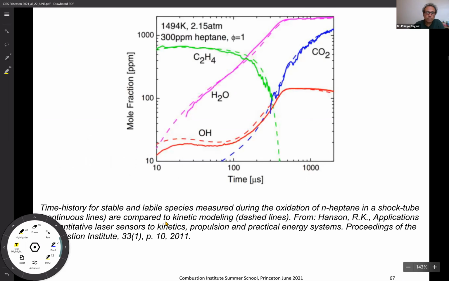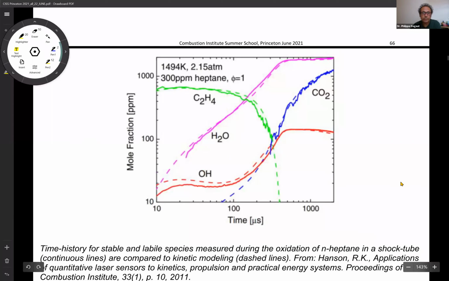And on this slide, you can see an example of the kind of results they can get. The dashed line represents the chemical kinetic modeling, and the continuous line represents the data. And you can see that under this particular condition there is a very good match between the data and the modeling. So this kind of detailed information is very useful to probe the validity of a chemical kinetic model.